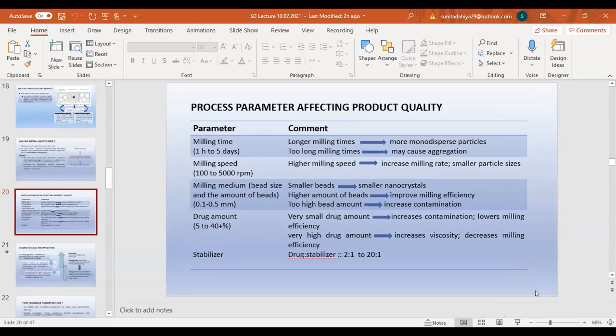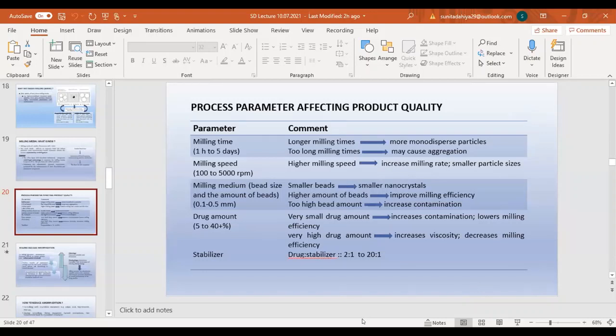Like what milling time you will be using. Starting from 1 hour to 5 days, milling time can be used. If a longer milling time is used, then you will get more monodispersed particles. And if you use too long milling times, then it may cause aggregation. So milling time also is required to be optimized. And it is also correlated with the milling speed, right?